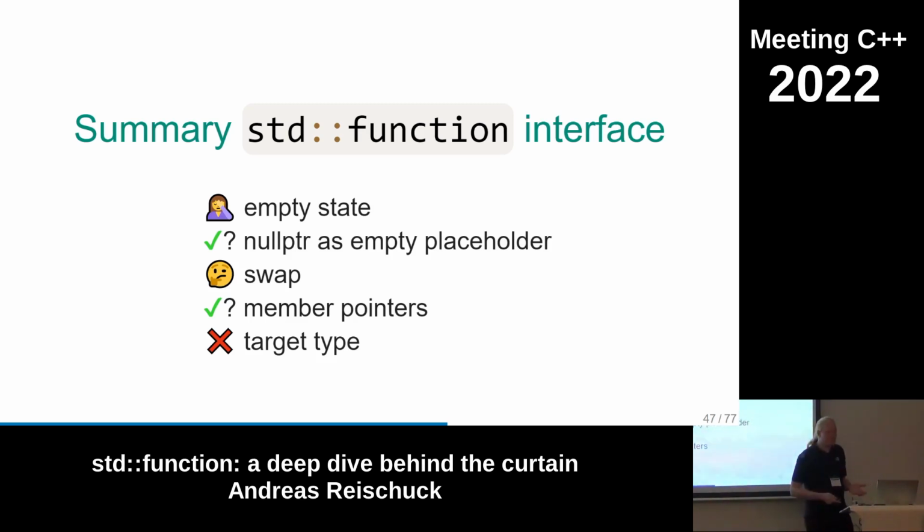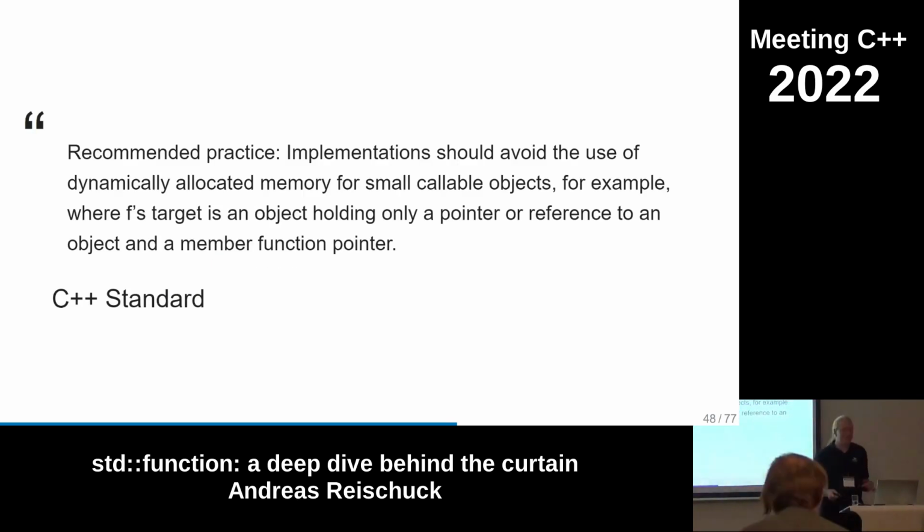But we are missing one big thing. The standard mandates or recommends, which is the same in practice, that we should avoid dynamic allocations. And that's the thing we always do with the shared pointer. We always allocate. And it also describes that a callable that only holds a pointer and a member function pointer should not allocate. And I was a bit confused by what the "or" and "and" combine here.